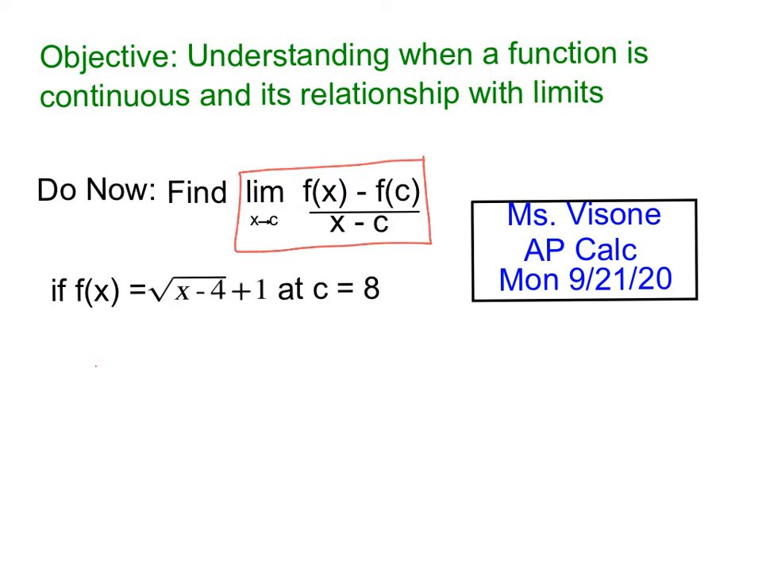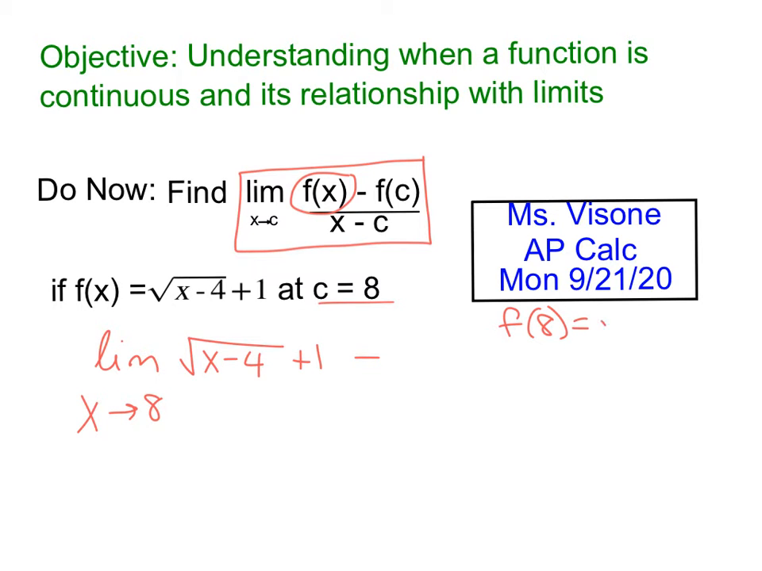So we're going to do the limit as x approaches c. Now I gave you c is 8. So first we write f of x, so the square root of x minus 4 plus 1. Now we're going to subtract f of c. So that's f of 8. If I plug 8 in, I get the square root of 4 plus 1, which is 3. So I'm subtracting 3 all over x minus 8.